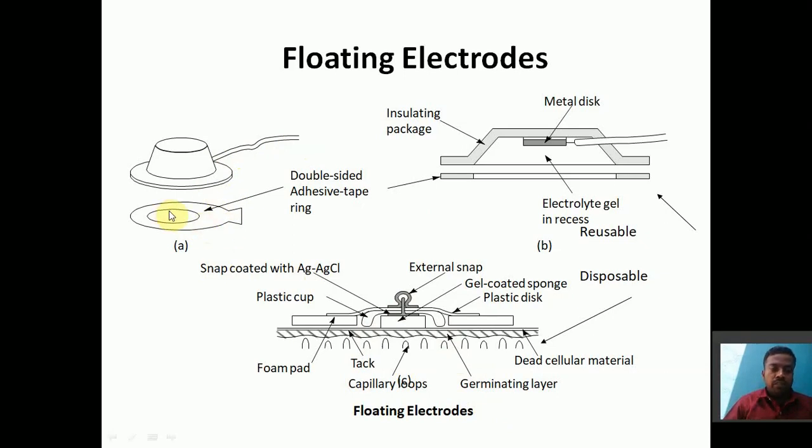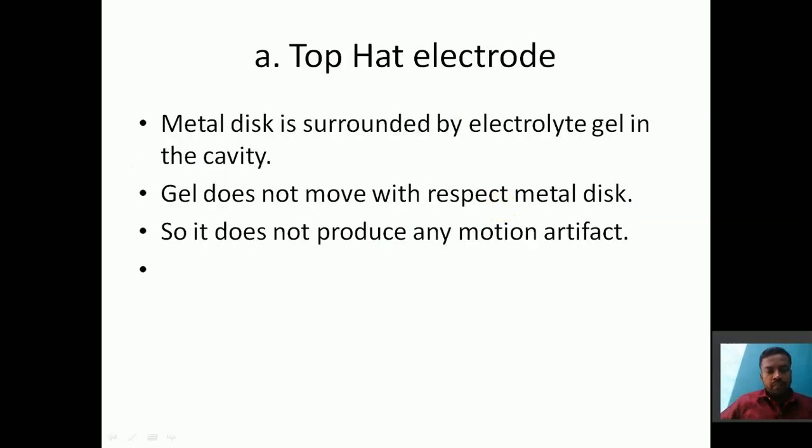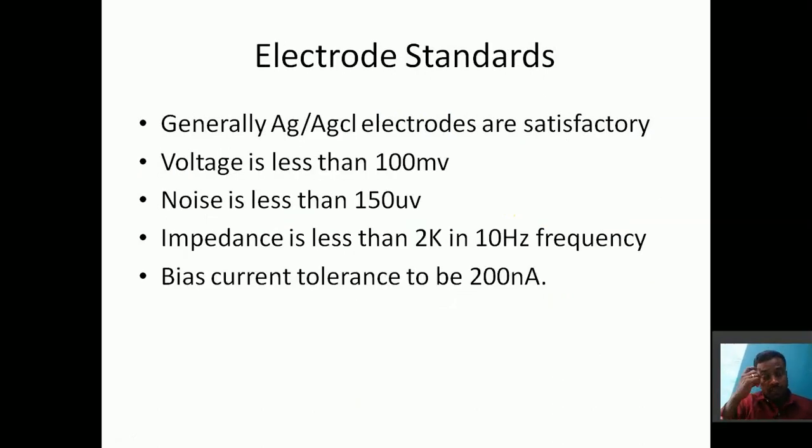This is the bottom view, where we have the double-sided adhesive tape. This is the top view, and this is the cross-sectional view of the floating electrode. This electrode does not produce any motion artifact. That is the important point.